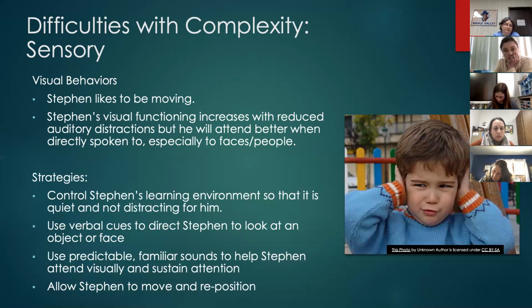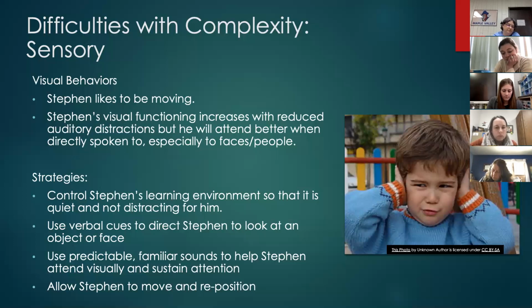So strategies that we could implement, or recommendations that would go into the IEP, or that we could give to the classroom teachers or to the team, is that you want to control Stephen's learning environment so that it's quiet and not distracting for him. You want to use verbal cues to direct Stephen to look at an object or a face. Remember, those auditory cues help him. Use predictable, familiar sounds to help Stephen attend visually and sustain attention.